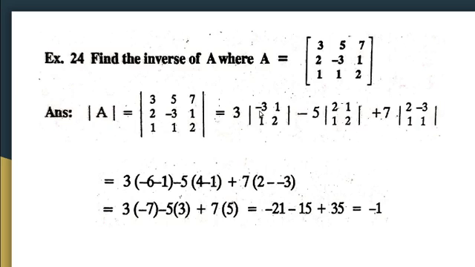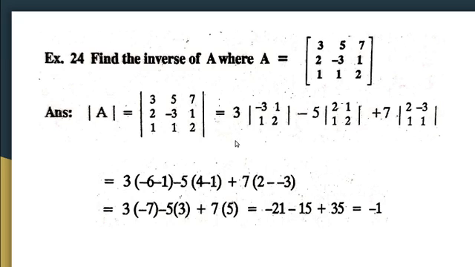So 3 into minus 3 into 1, 1 into 2. Then put a negative sign for the second element, minus 5. Then delete that row and column in which that element exists. Then determine the determinant value of the remaining elements, 2, 1, 1, 2. Plus 7, third element. Put a positive sign for the third element. Then delete that row and column and determine the determinant value of the remaining elements, 2 minus 3, 1, 1.